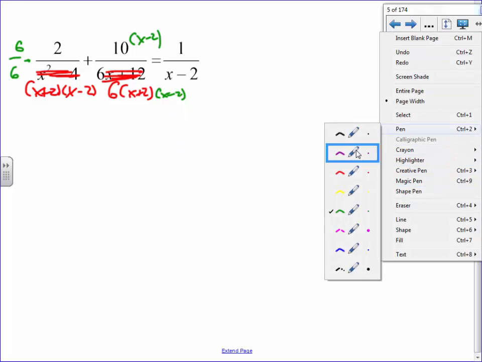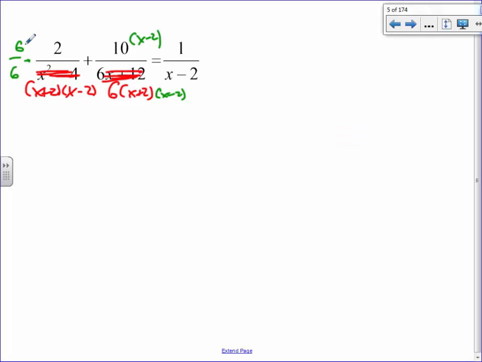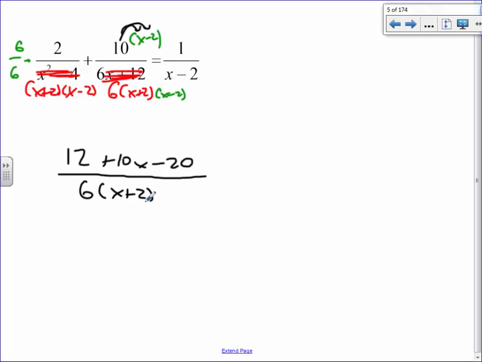So hopefully you guys can follow because it's going to be a little bit of a mess here. 6 times 2 on the top will give you 12. This 10 is going to distribute into both of these and give you 10x minus 20. And the bottom is going to be just one big denominator of 6, x plus 2, x minus 2.